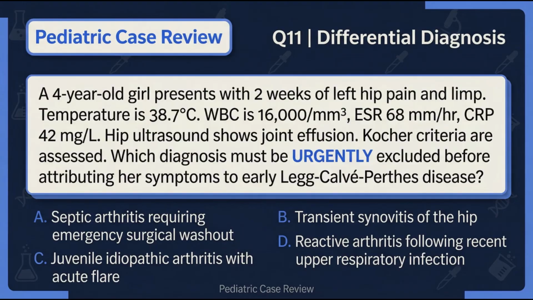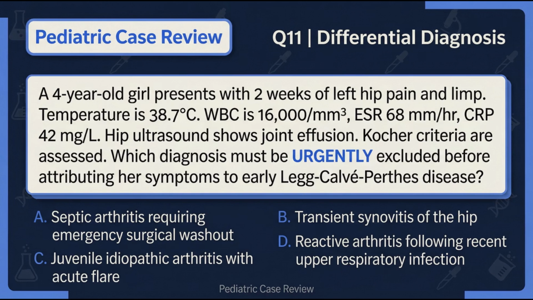Case 11. A 4-year-old girl presents with 2 weeks of left hip pain and limp. Temperature is 38.7 degrees Celsius. White blood cell count is 16,000 per cubic millimeter. Erythrocyte sedimentation rate is 68 millimeters per hour, and C-reactive protein is 42 milligrams per liter. Hip ultrasound shows joint effusion. Coker criteria are assessed. Which diagnosis must be urgently excluded before attributing her symptoms to early Legg-Calvé-Perthes disease?